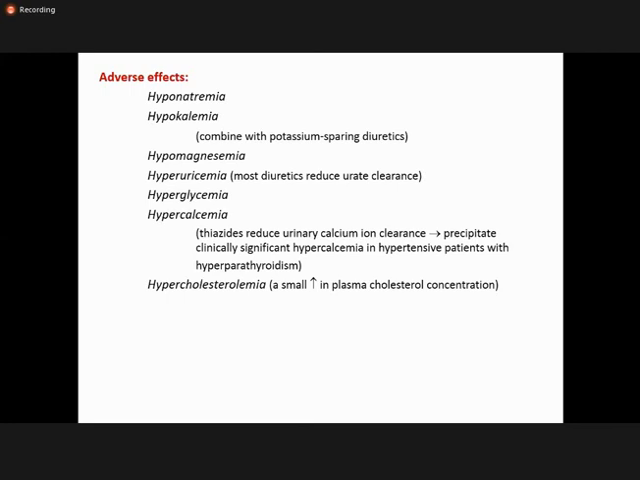So this is a question that is commonly asked in the USMLE exam. Which one of the following diuretics will you opt for in this lady having a history of osteoporosis? Definitely you will select a thiazide diuretic because it prevents the excretion of calcium. This is a very important point related to the thiazide diuretic.